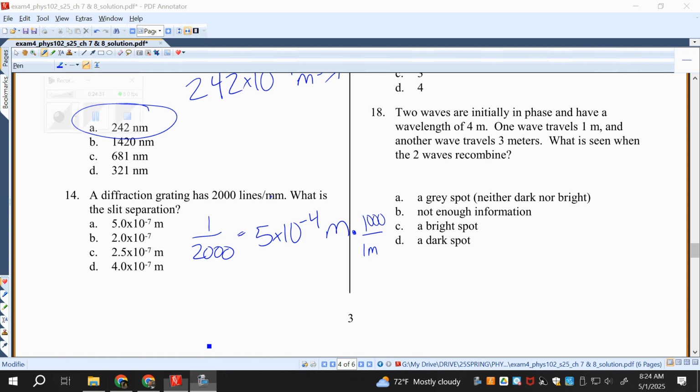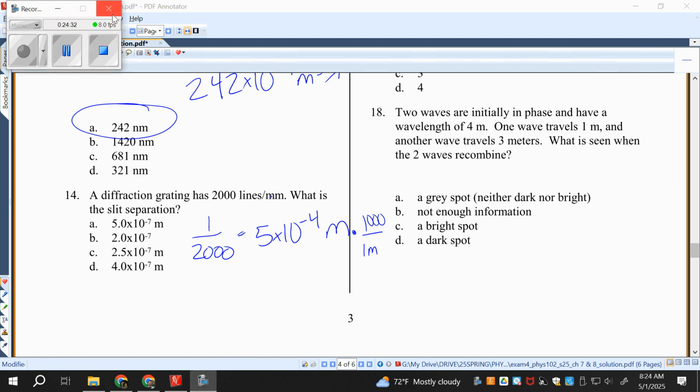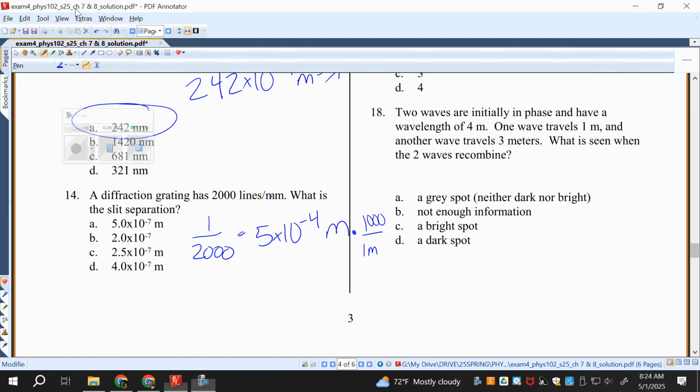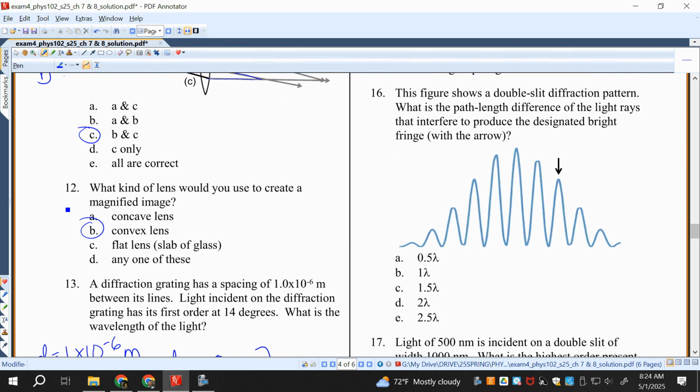Hold on. I see. So let me fix this right quick. I wrote the units wrong here. So it's 5 times 10 to the minus 4 millimeters, and then 1 meter is 1,000 millimeters. So it gives me 5 times 10 to the minus 7. I do that. All right, number 15.